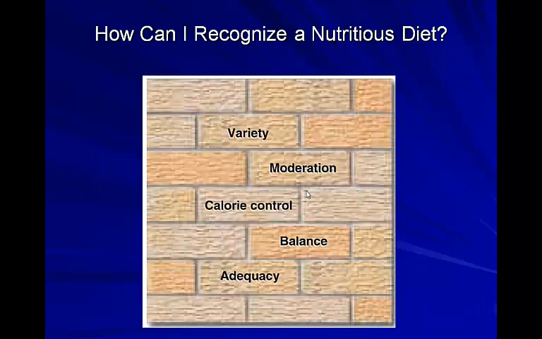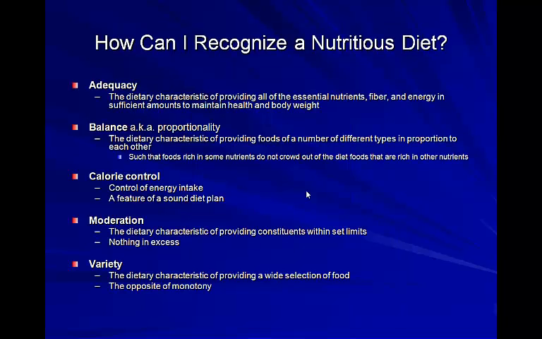So how do you recognize a nutritious diet? Well, there's really 5 foundational principles of recognizing a nutritious diet. And if you can keep these 5 pillars of a good diet in mind, it will really help you focus on eating healthy. Adequacy, balance, calorie control, moderation, and variety. And I have them defined here.